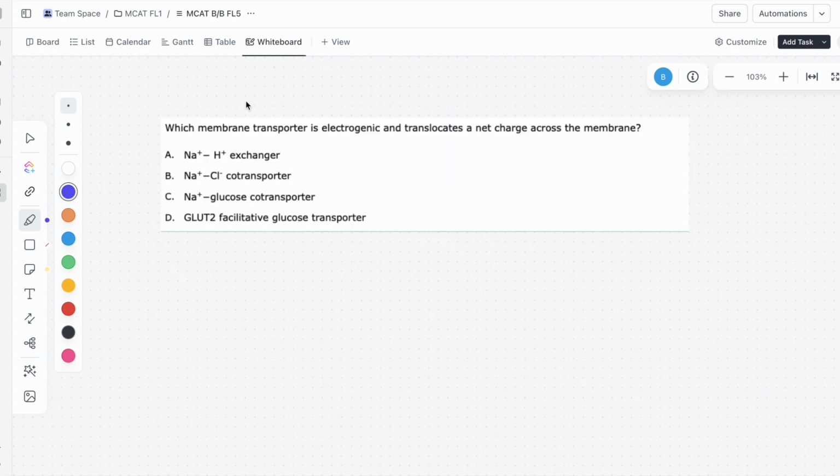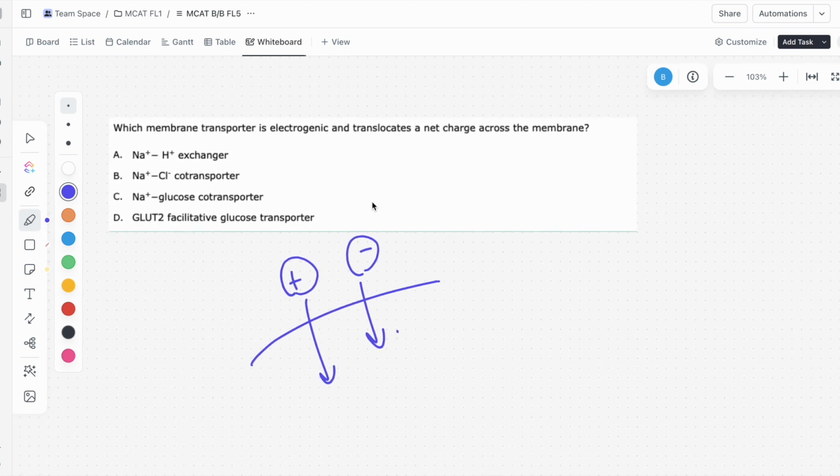So this question says, which membrane transporter is electrogenic, and translocates a net charge across the membrane? So it's saying, okay, let's say we have our membrane here, and how do we get a net charge, positive, or maybe it's negative, across the membrane? So the first one says NaH exchanger. Now, what does that mean?